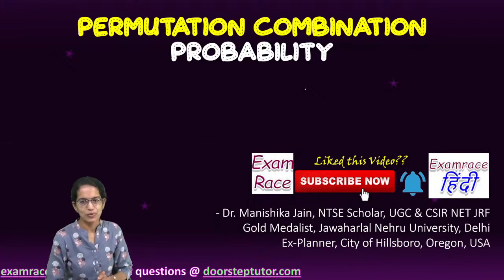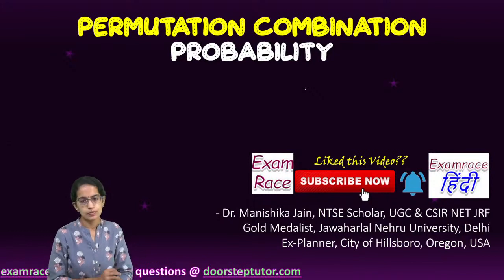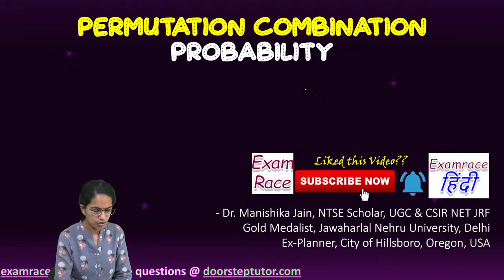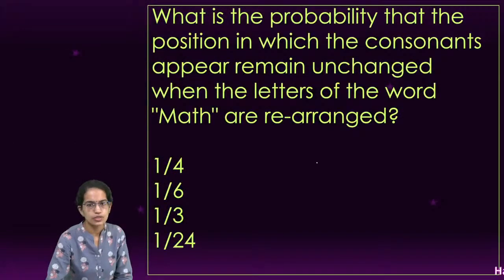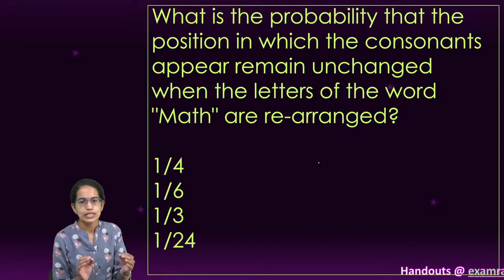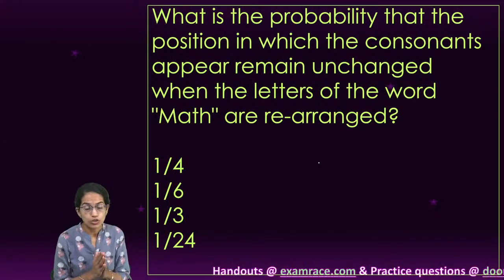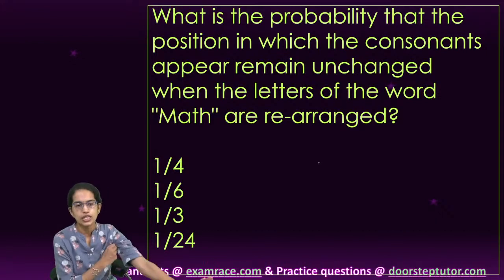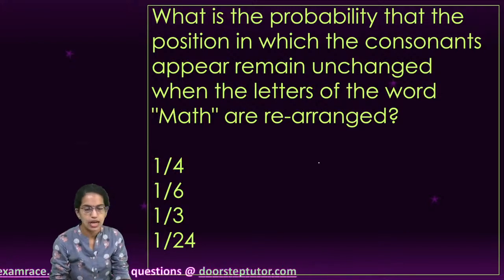Without wasting any more time, we would be starting with questions related to permutation, combination and probability and how do you actually solve those. So tomorrow is your exam for your CSAT and we would be talking about these questions. So the first question is, what is the probability that the position in which the consonants appear remain unchanged or constant when the letters of the word maths are rearranged?